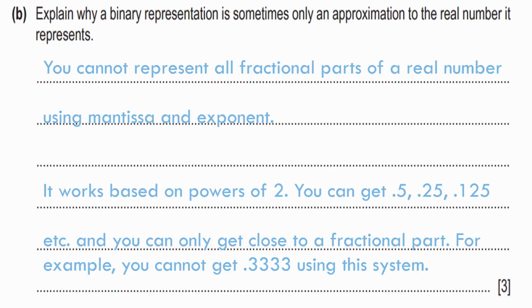Like, for example, you can't get to 0.3333 using mantissa and exponent. Your mantissa would need to be extremely, extremely large. So would the exponent. It would need to be very, very large so you could get to this. So that's why it's an approximation and never an exact.